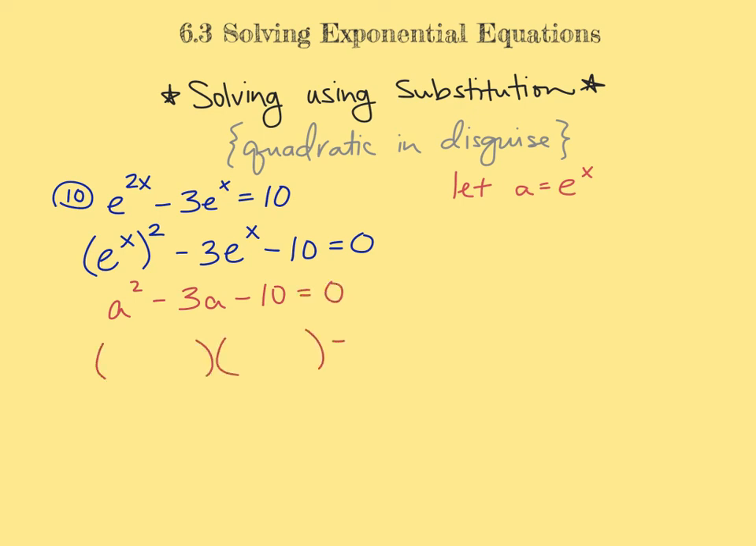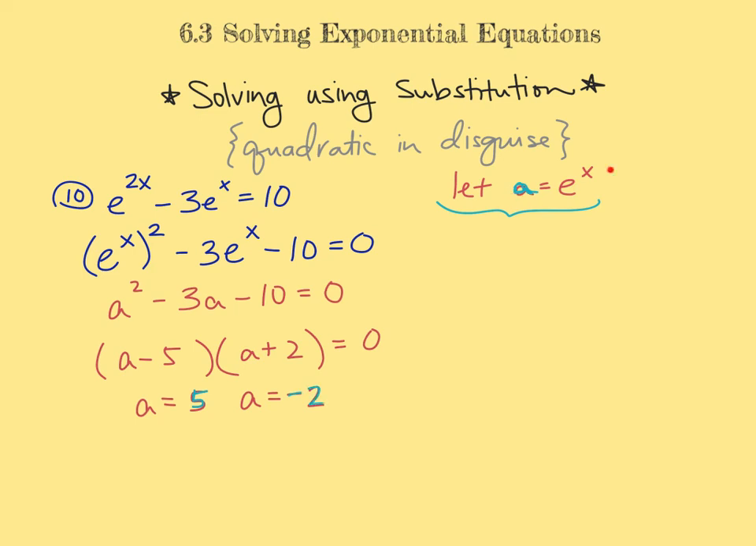Two numbers that multiply to -10 and add to -3 are -5 and +2. Solving for a, we'll have a equals 5 and a equals -2. Now, because we switched from x to a with substitution, we have to do what's called back substitution and go back to x. So the way that we can do that is note that a equals e to the x. So I'm going to replace a with 5, and I'm also going to replace a with -2.